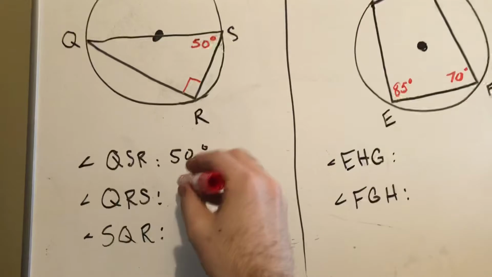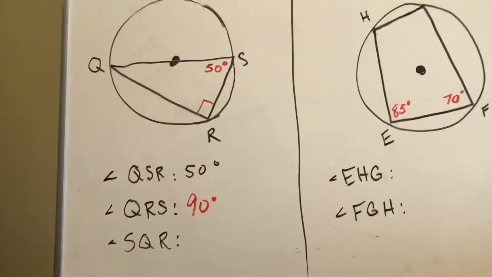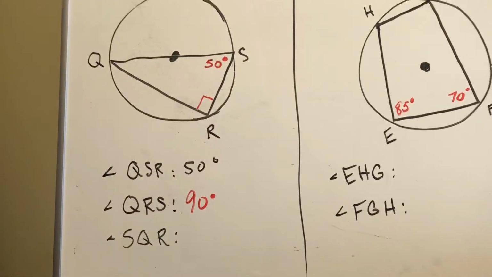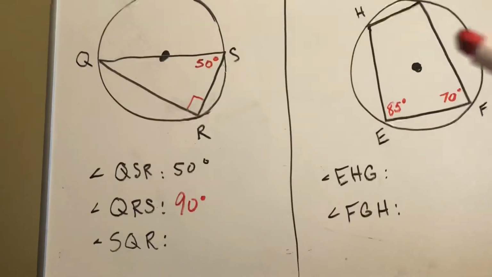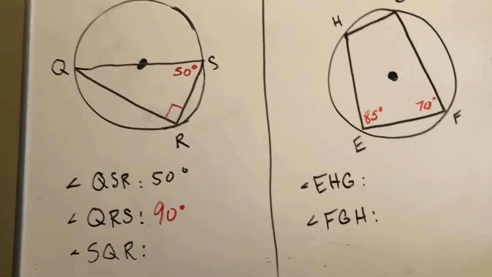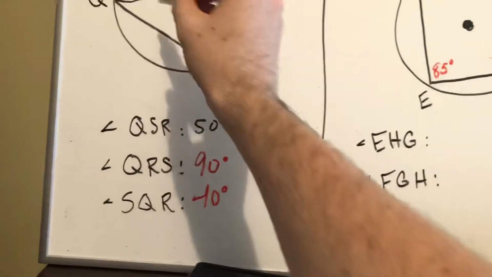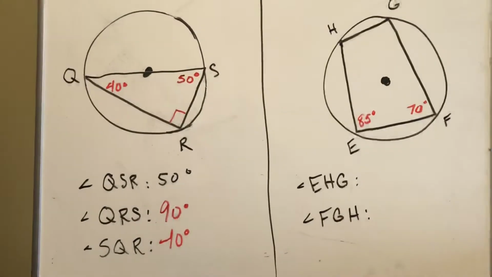So that is a principle you should remember. Anytime you have an inscribed angle and its arc forms a semicircle, the angle is always going to be 90 degrees. Now conveniently, that forms a right triangle for us. We have a 50-degree angle, we have a 90, so our third angle we know would be 40 degrees over at SQR. That's how you can do a problem like that.